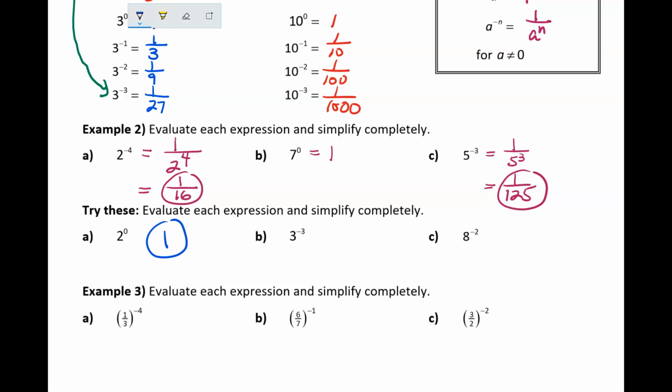All right, try A below on your own and pause the video. All right, you should have gotten 1. Now try B. The answer for B is 1/27th. Now try C. The answer for C is 1/64th. All right, let's keep going.